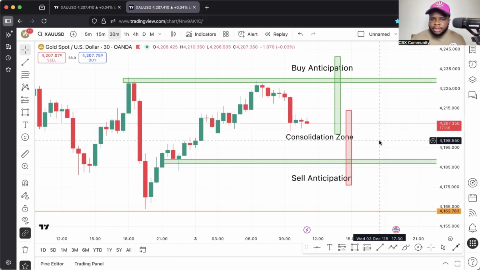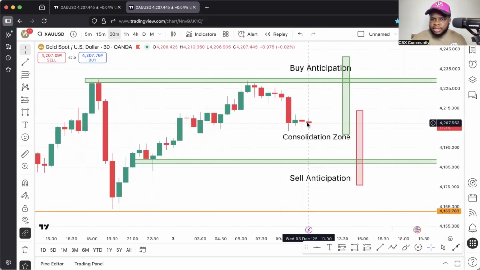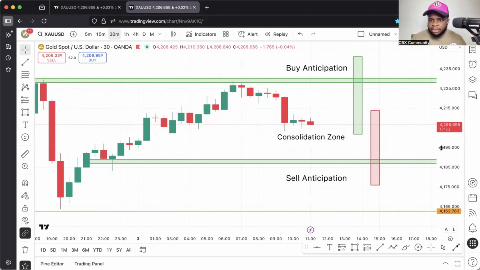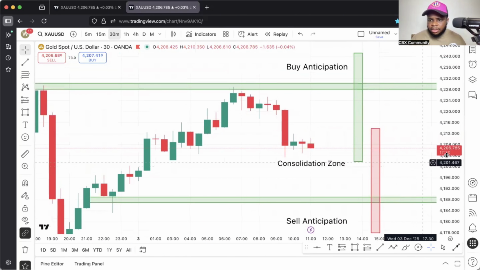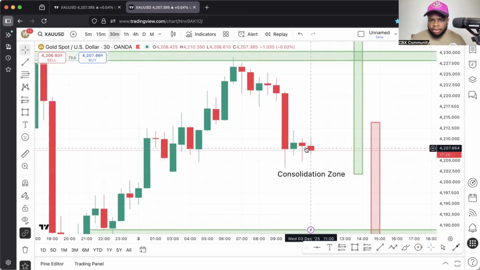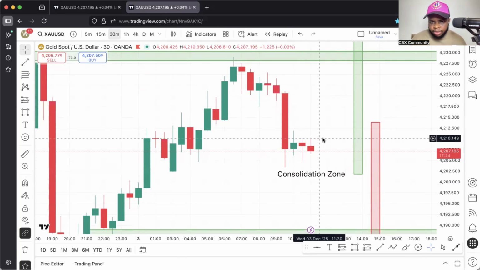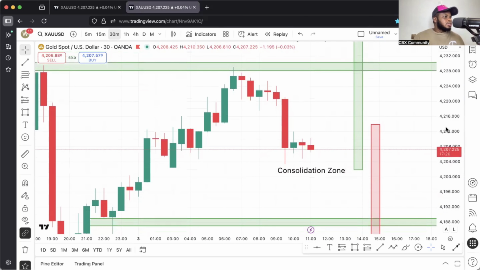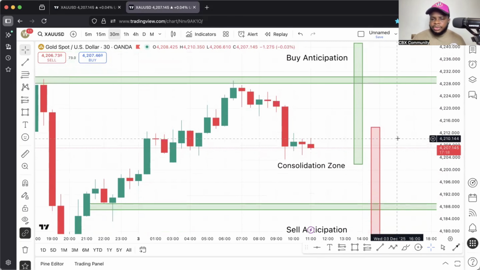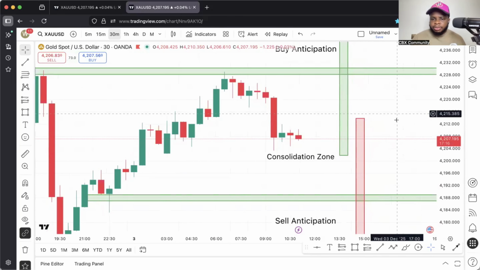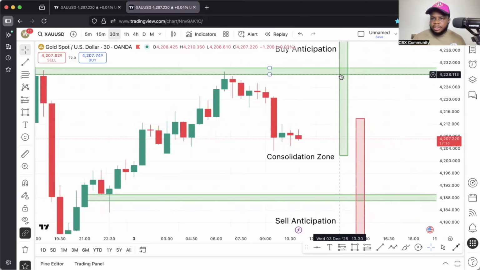Let's see. But this recent bearish candle, let's see if it has broken the high. Okay, it has broken the high. Since this is the London session, we are anticipating a very strong candle to break our support zone or for it to break our resistance zone, since there is volume in the market.